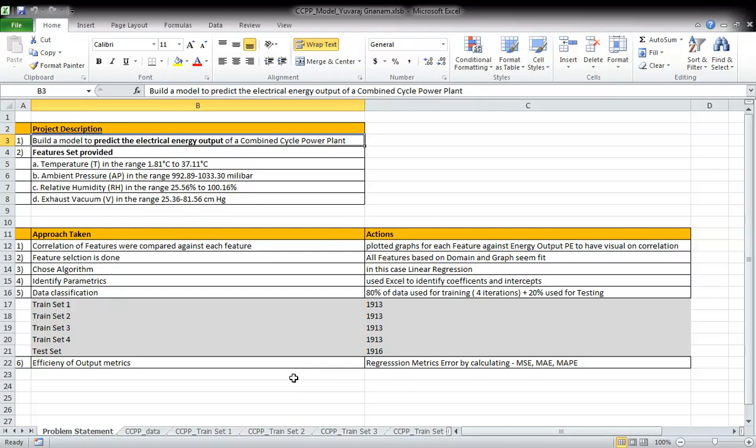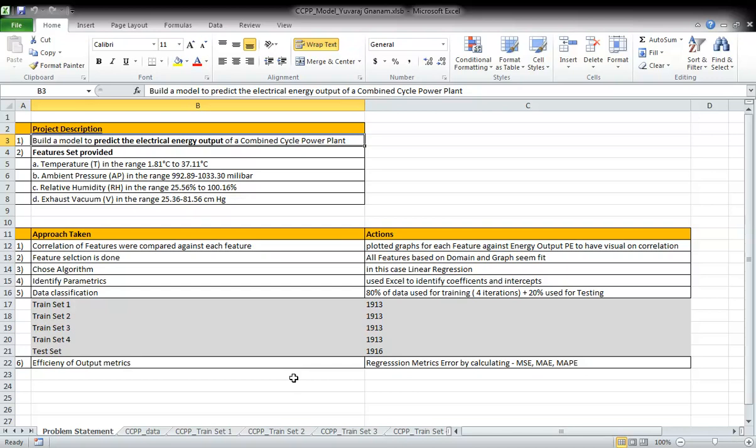The next step after feature selection is to choose the algorithm. In this case, I've gone ahead with the linear regression algorithm as a first step. It is always a good one to approach. I also identified the parameters such as coefficients and intercepts in order to get an output model.